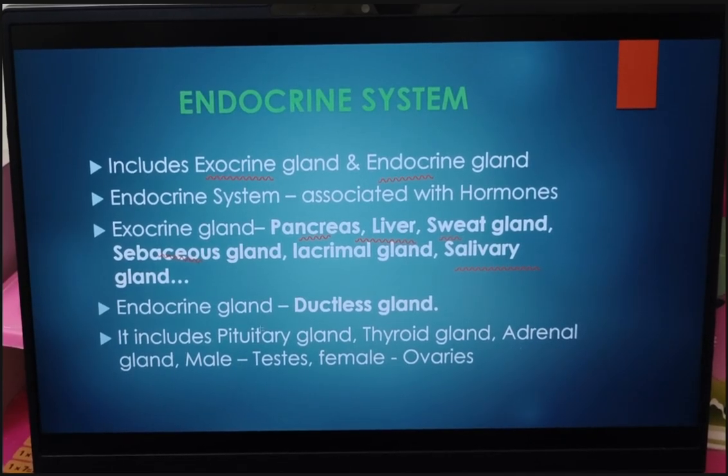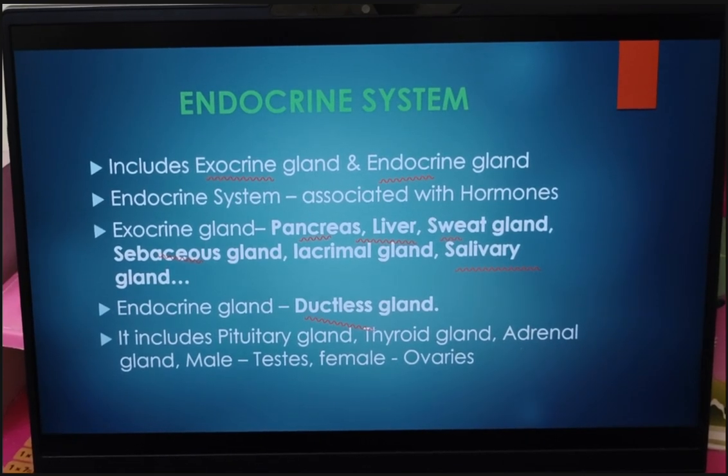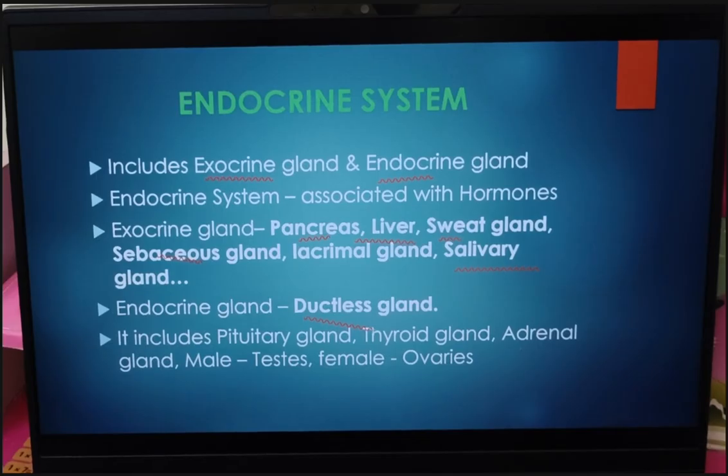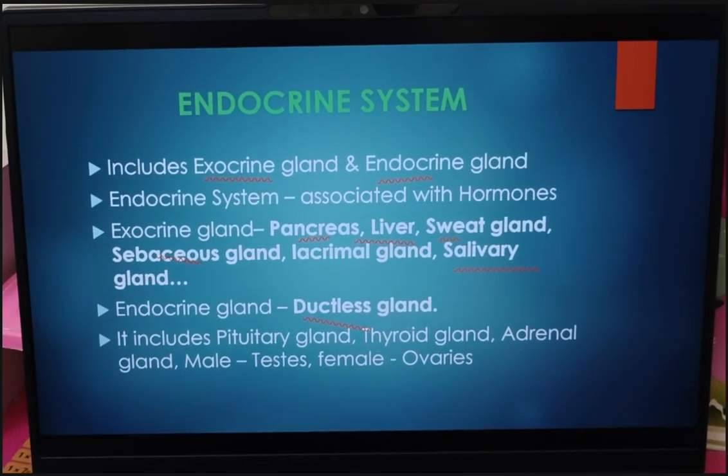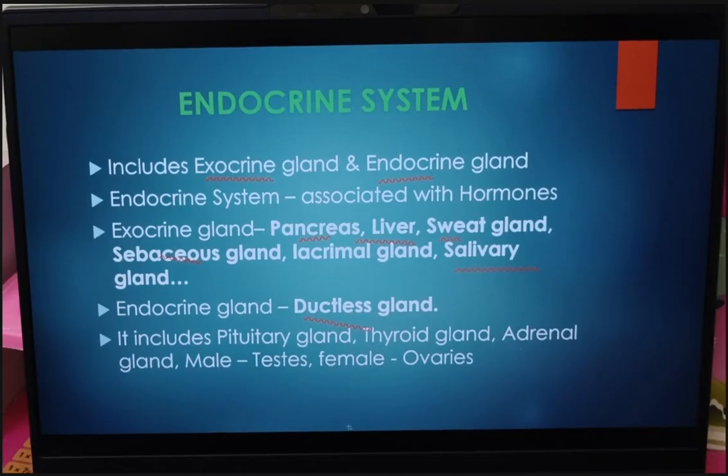Whereas endocrine glands are called ductless glands, which means, now imagine we don't have any water bottle, how the river flows. Just like that, the river flows freely. Similarly, endocrine glands are ductless glands which don't have any ducts, so they drain directly into blood. Examples of ductless glands are the pituitary gland, thyroid gland, adrenal gland, and the testis in males and ovaries in females.